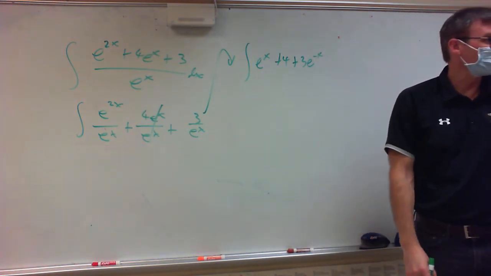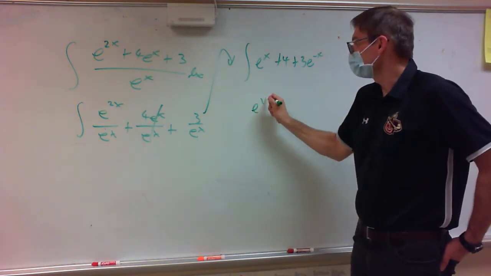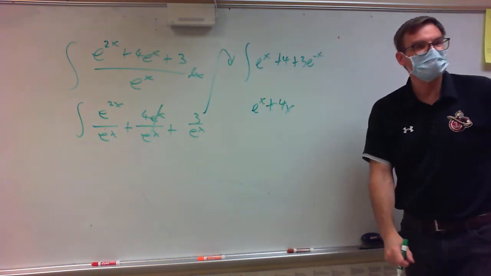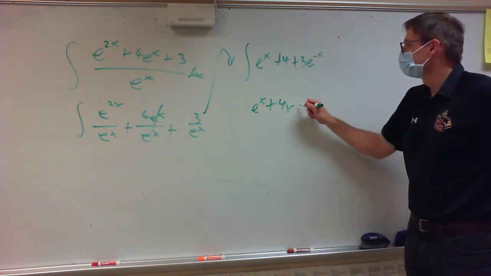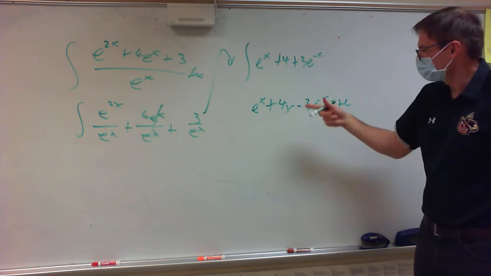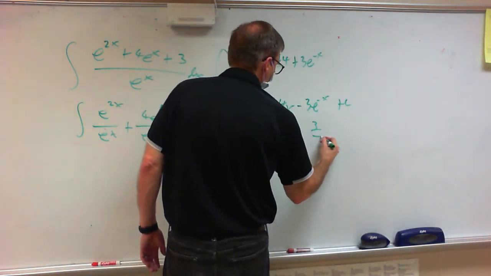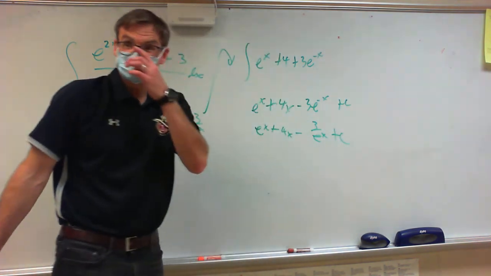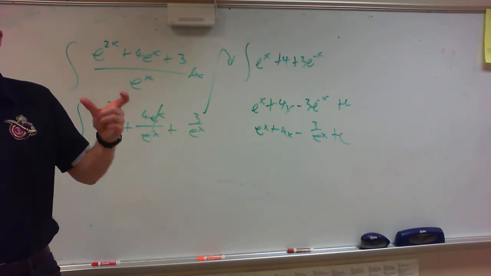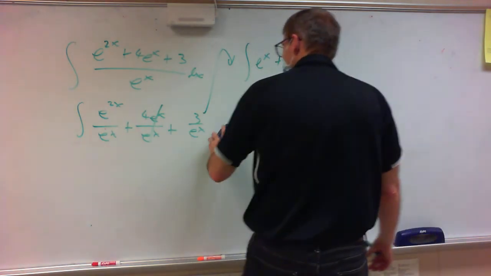Now this doesn't look so bad, does it? What's the integral of e to the x? E to the x. Integral of 4, 4x. And what's the integral of 3e to the negative x? Negative 3e to the negative x. I should probably rewrite it and say that's e to the x plus 4x minus 3 over e to the x. Does that make sense? Yes. All the stuff we've been using, we figure out ways to intertwine them all.